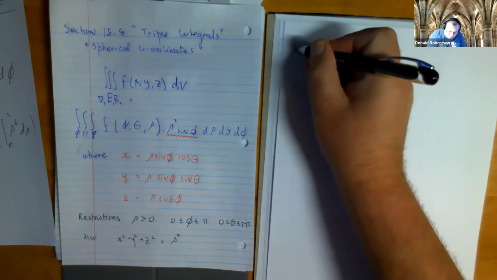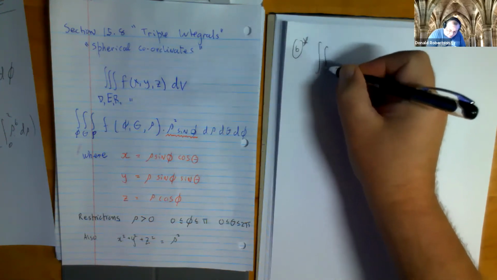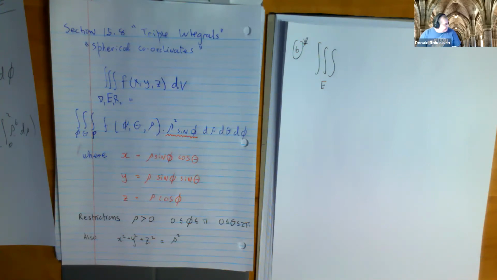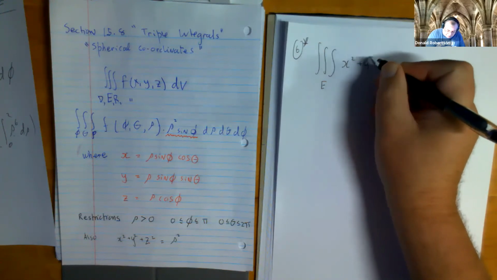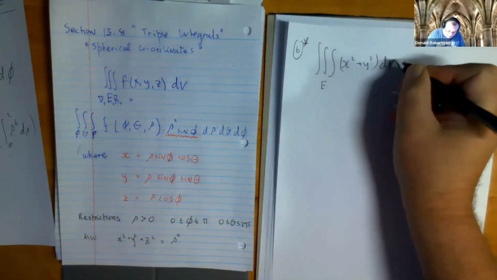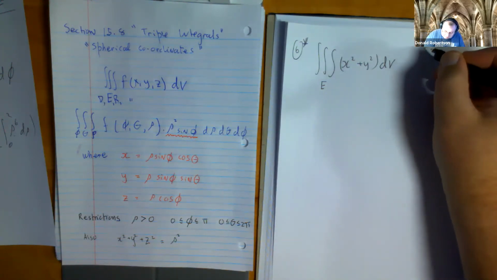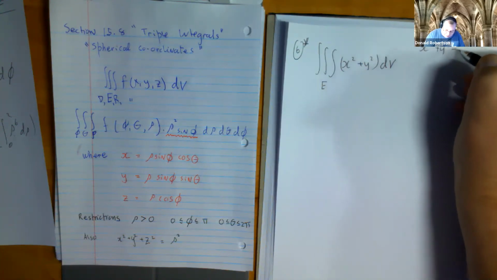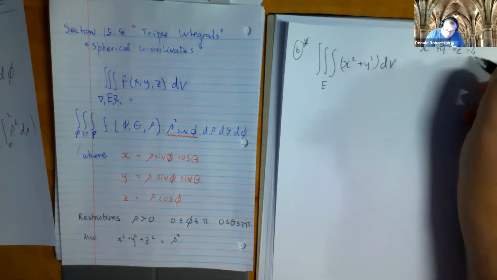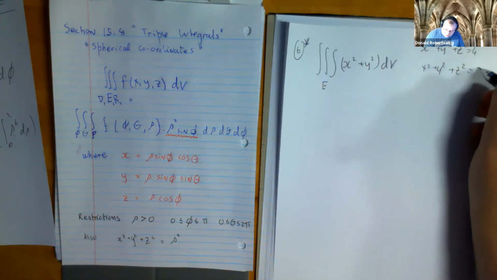So it's a version of question 6. We're doing a triple integral over a region I'm going to call E this time. And the equation here is x squared plus y squared dv. And the region that we're interested in lies between x squared plus y squared plus z squared equals 4 and x squared plus y squared plus z squared equals 16.